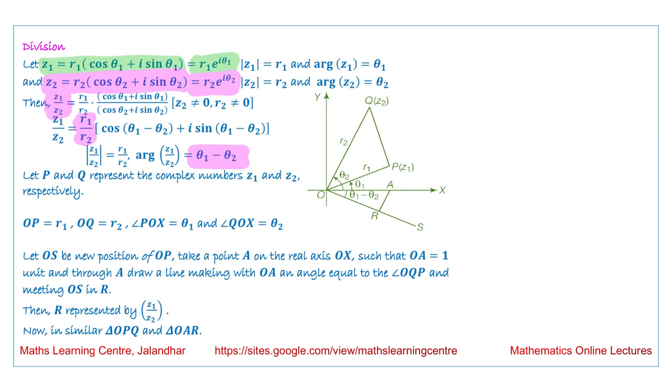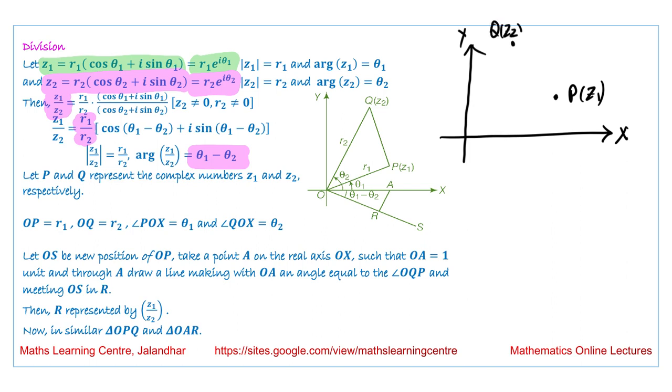We want to express this number on the Argand plane. So we are drawing the x-axis and y-axis over here. This point P is z1 and this point Q is z2. Now if we plot the vectors, we join O with P, and this is the vector with length R1, and this one has length R2. The angle here is theta 1 and this angle here is theta 2. So these are the representations of the points z1 and z2. Now we want to represent the point z1 by z2.